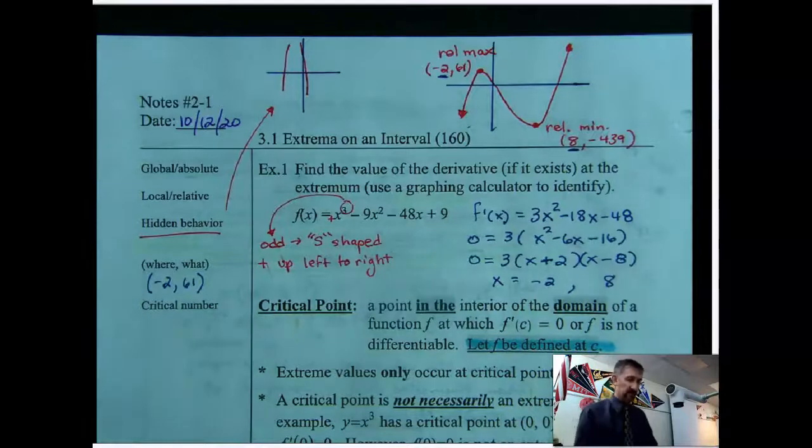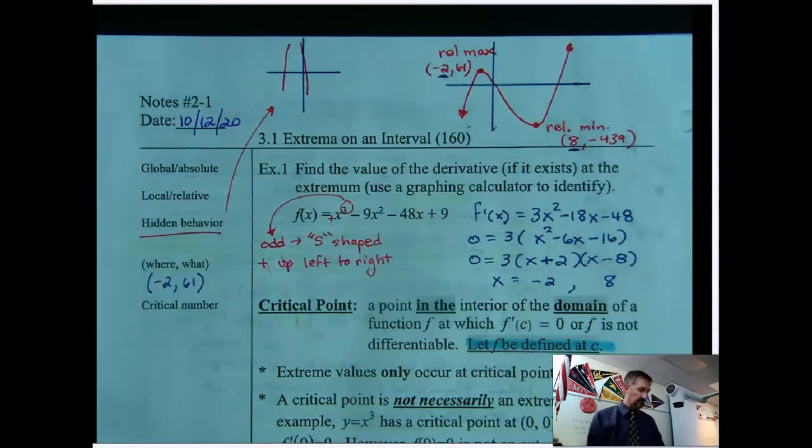For example, y equals x cubed has a critical point at 0, 0 because f prime of 0 equals 0. The derivative of that's 3x squared. And at 0, that equals 0. However, 0 is not an extreme value. So it's not a biconditional statement. It doesn't work either way.